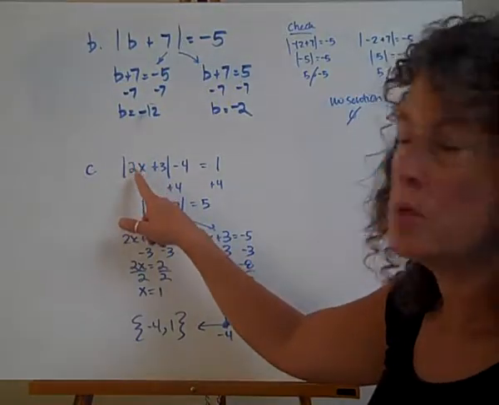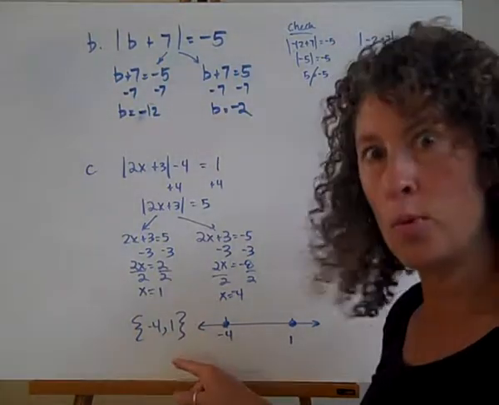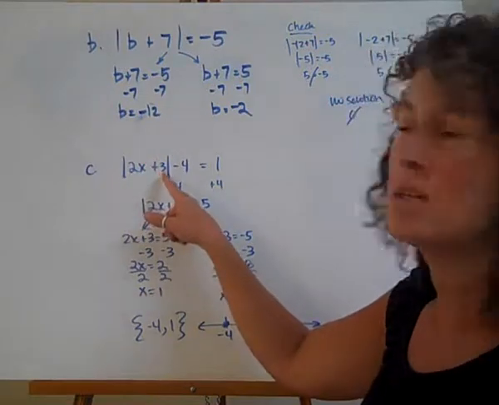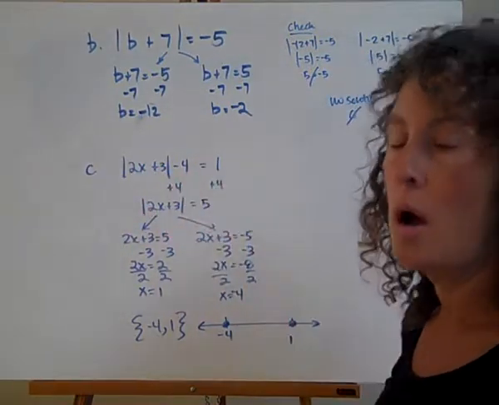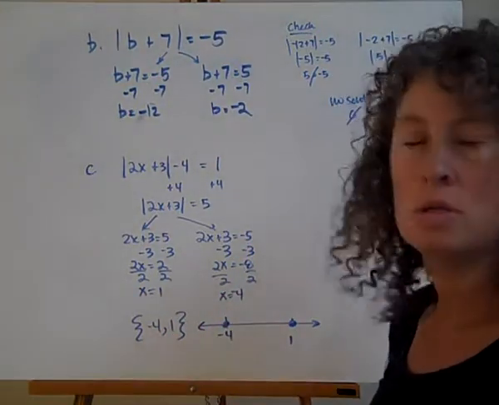Let's try the negative 4. Did I just try? Oh, I did the negative 4 already. Sorry. Let's try the 1. Put the 1 in there. 2 times 1 is 2, plus the 3 gives me 5. Absolute value of 5 is 5, minus that 4 also gives me 1. So both of these check out, just doing mental math. Those are my solutions. I'm done.